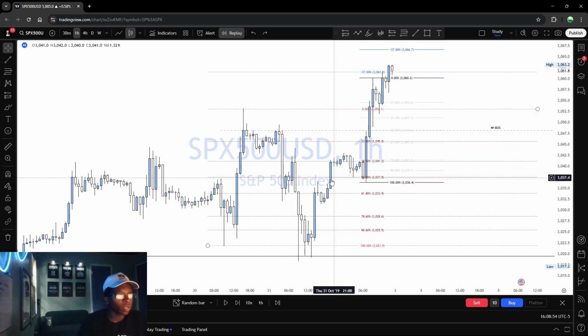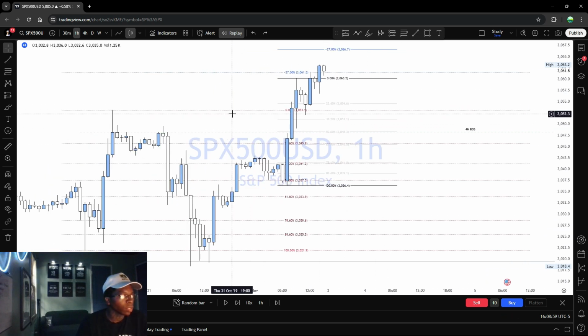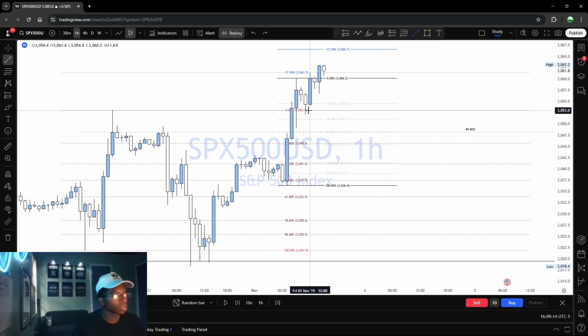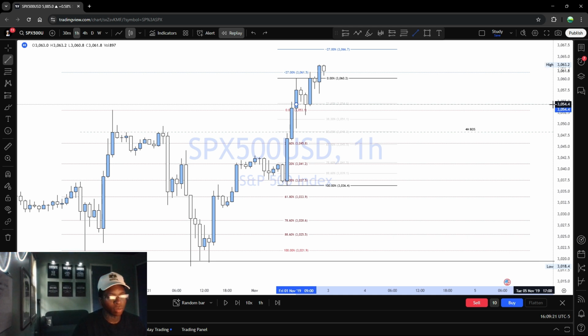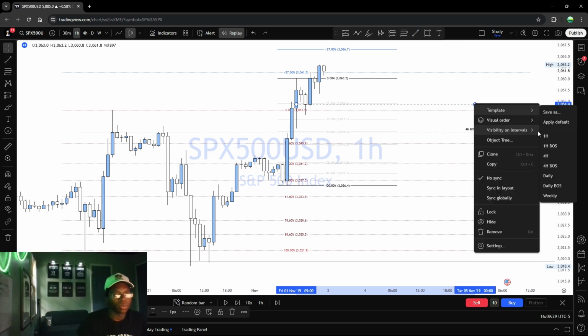Okay, I got my 4 hour break structure here. And you have this point, which is a 1 hour break structure, because this point here was the break of the highs. And that's the lowest it closed at before continuing with this bearish candle. So here would be our 1 hour break structure. Let's stretch it out to Tuesday. 1 hour break structure.